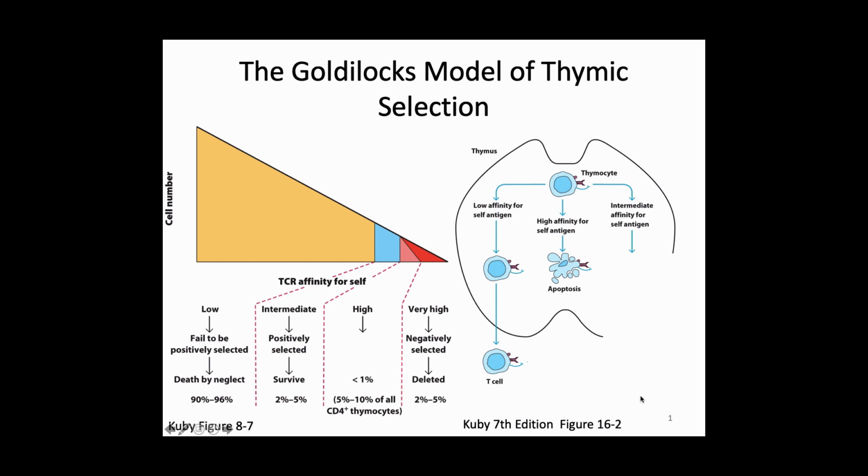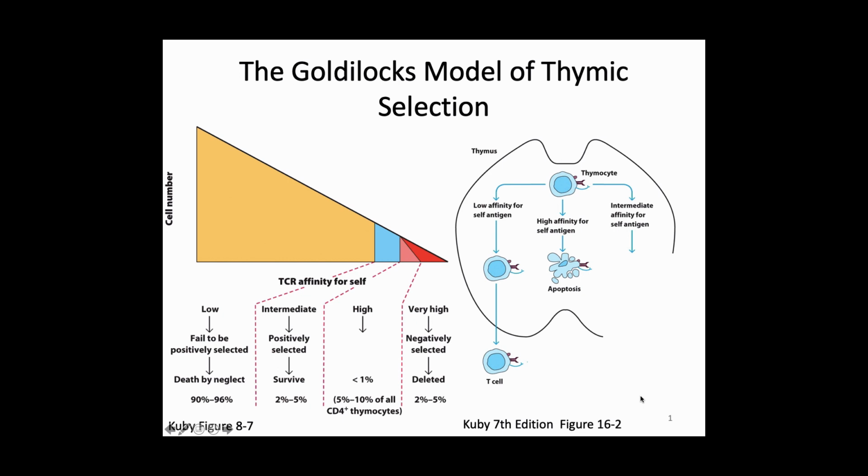We then move on to this slide where I'm talking a little bit more about the Goldilocks model of thymic selection. If we have a cell that has very low or possibly even no affinity for anything it sees in the thymus, then that cell is going to get no signal. That cell is going to fail to be positively selected. And we can assume that that cell doesn't bind to MHC. Because that cell gets no signal telling it to live, it's going to die. We usually refer to this process as death by neglect.